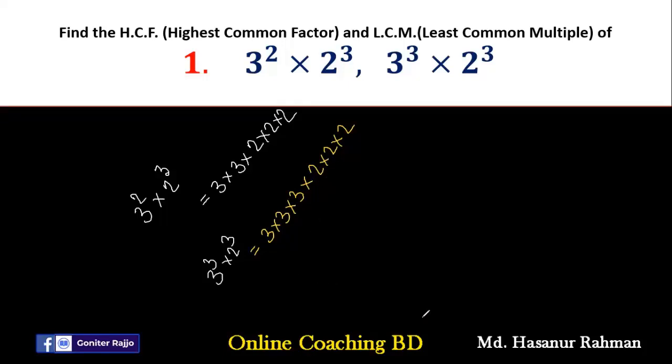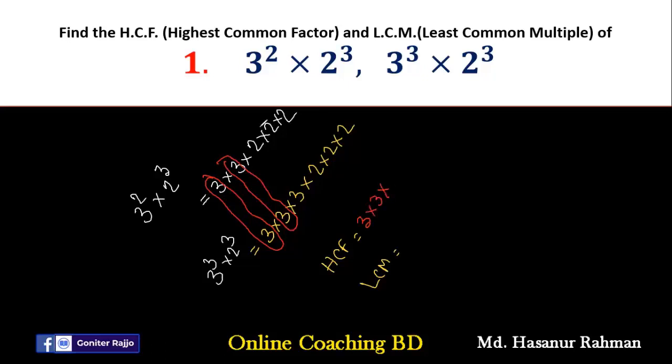Now we have to find out HCF and LCM. So HCF means we have to take common. So look at this. This 3 is common in both numbers. This 3 is also common in both numbers. So HCF should be 3 multiplied by 3. Again, if we look at these two, these three 2s and these three 2s are common in both numbers. So we can take this one also. Here you can write your final answer, that is 3 square multiplied by 2 cube.